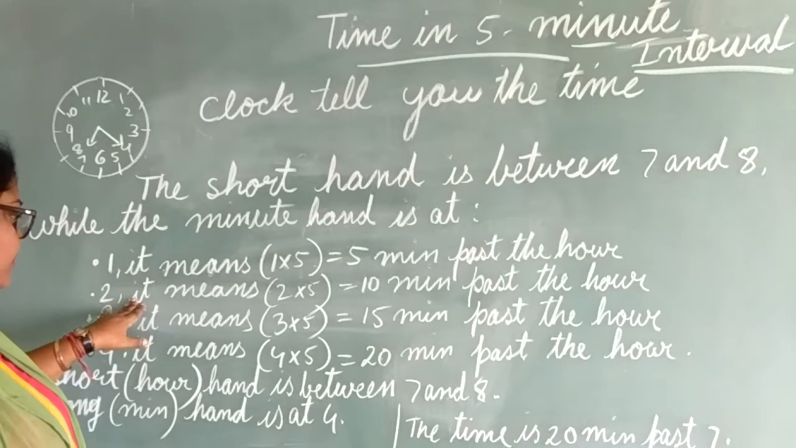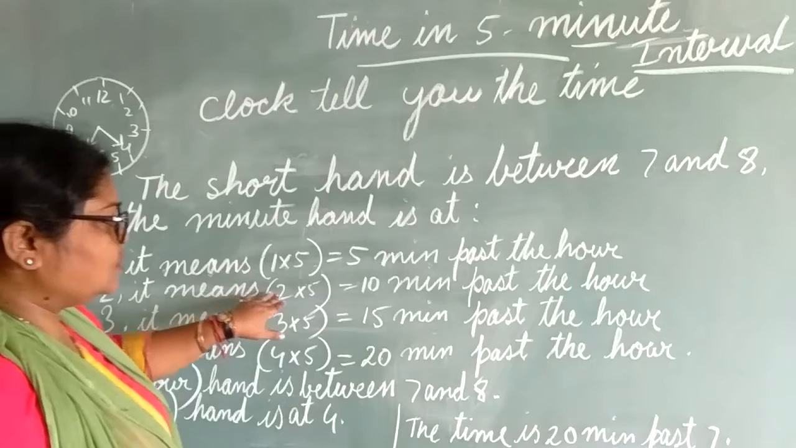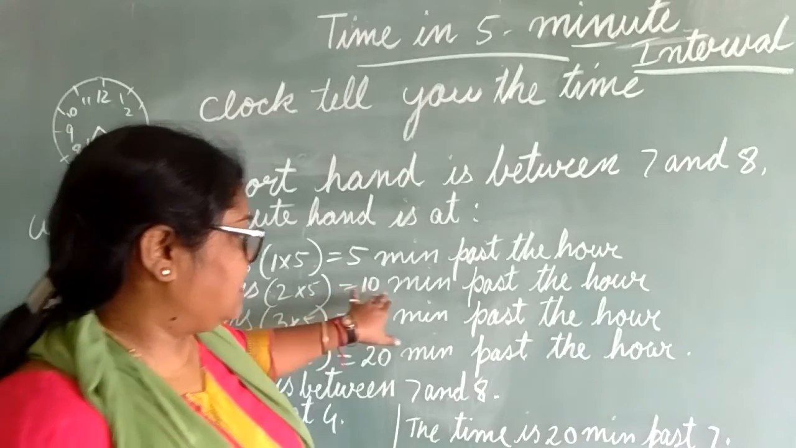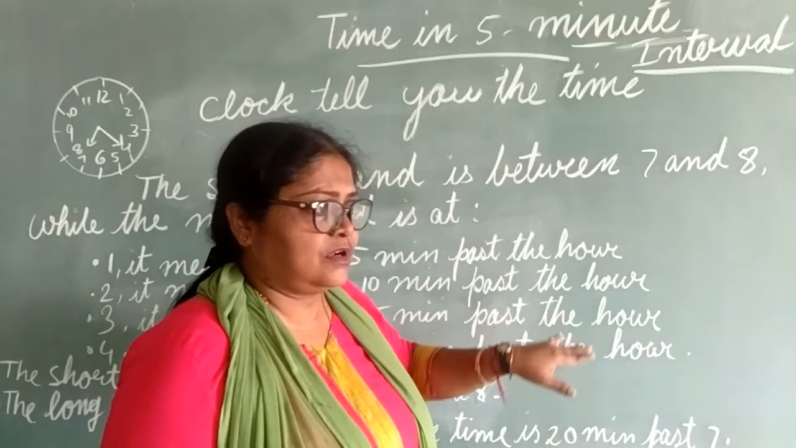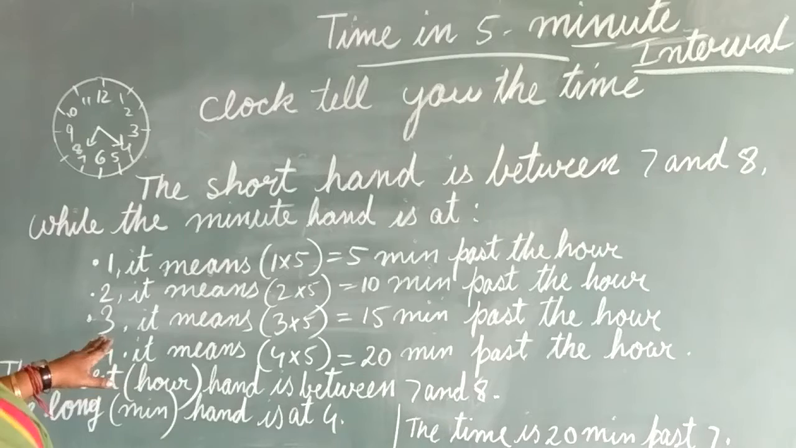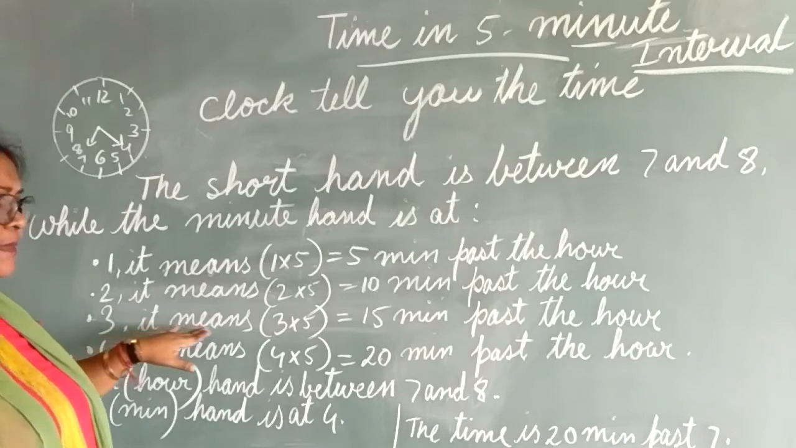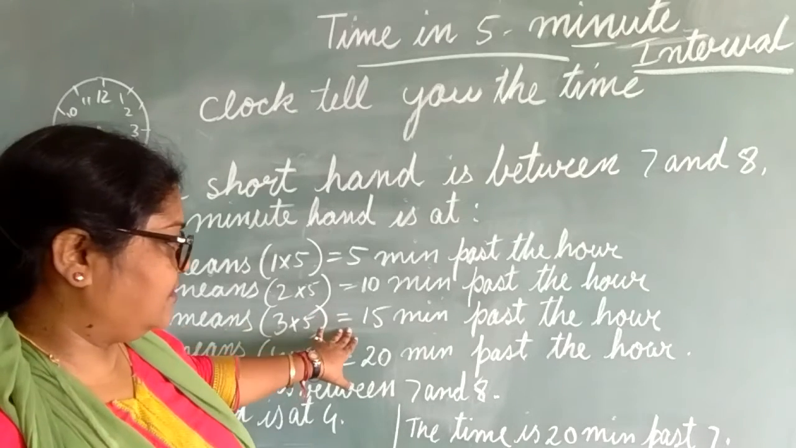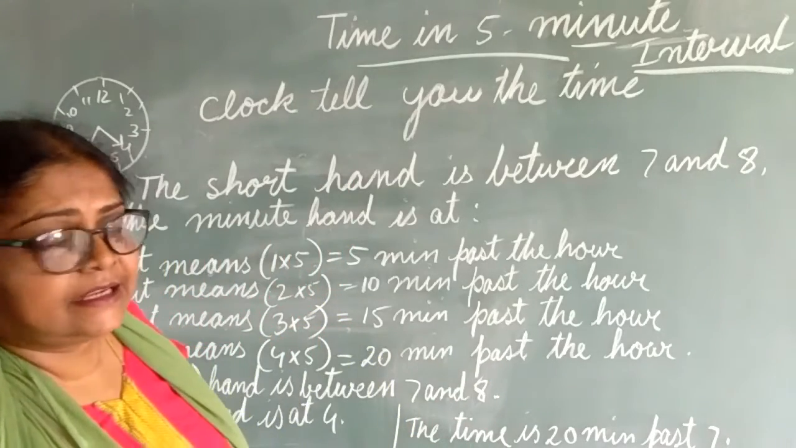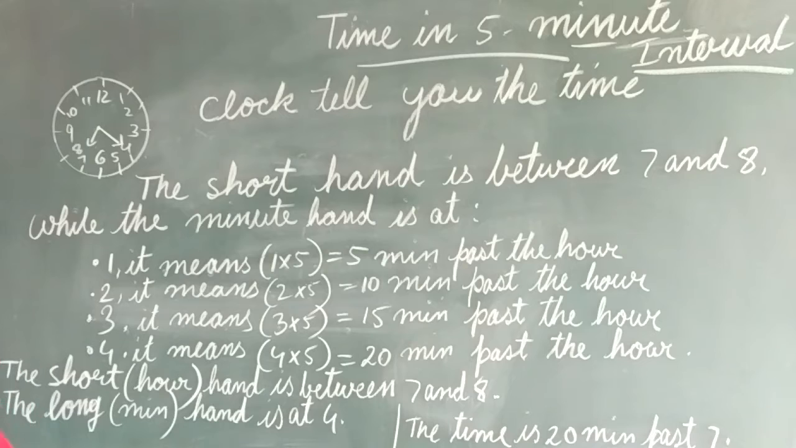Number 2 means 2 into 5 equals 10 minutes. What will you say? 10 minutes past the hour. Number 3 means 3 into 5, that is 15 minutes. What will you say? 15 minutes past the hour.